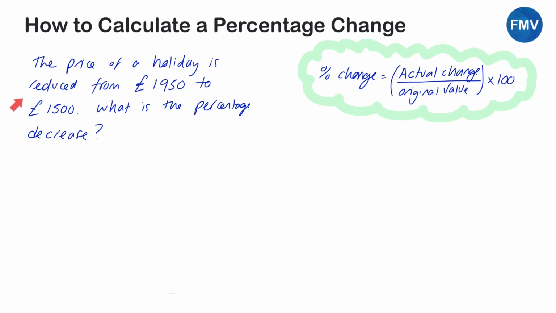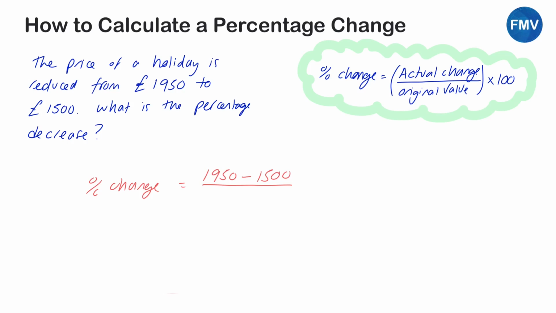The price of a holiday is reduced, key word there, but from £1,950 to £1,500. What is the percentage decrease? Again, it tells us what's going on here. Let's not forget that. So we are looking at a percentage change. We said it was the actual change. Well, the actual change is 1,950 minus 1,500, all divided by the original amount.